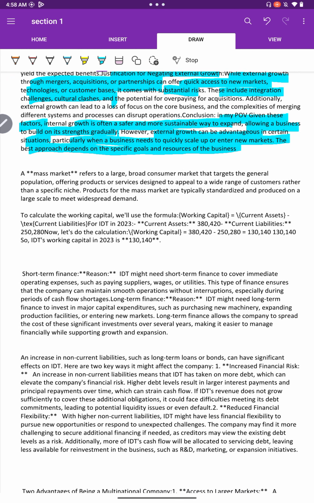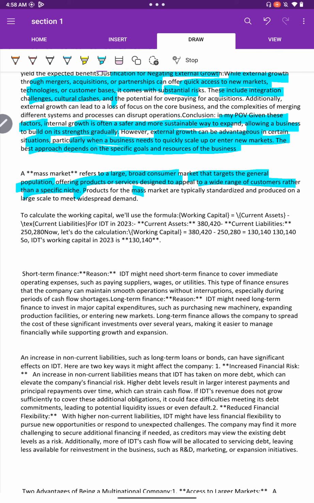First of all, this is the definition. Mass market refers to a large broad consumer market that targets the general population, offering products and services designed to appeal to a wide range of customers rather than a specific niche. So you just need to write until here.